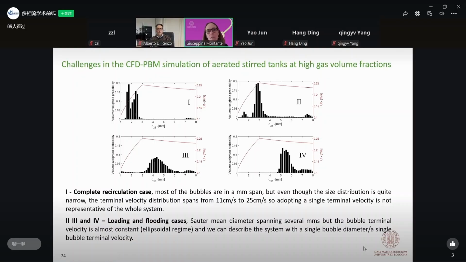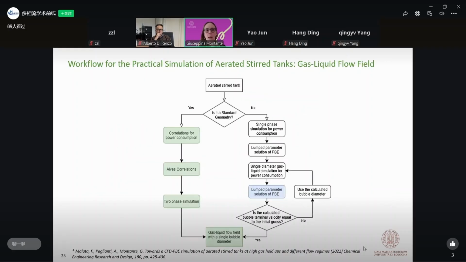Because in some cases we have a wide distribution of bubble size, but a narrow distribution of the bubble rise velocity. And in that case, we can simulate the system with a monodisperse assumption. Instead, if we have a wide distribution of the bubble rise velocity, we cannot avoid having a coupling between the bubble size and the fluid dynamics. And indeed, we need to perform simulation coupling CFD two-fluid model and population balance.